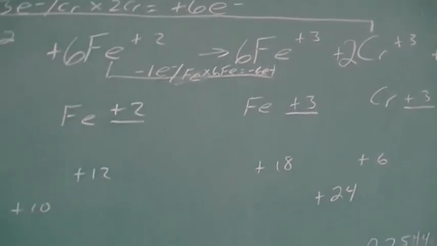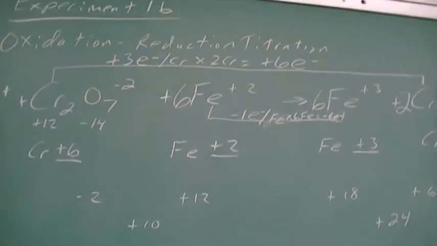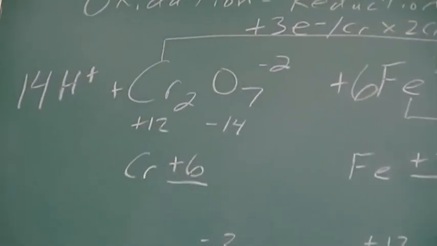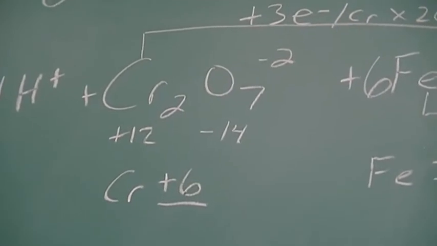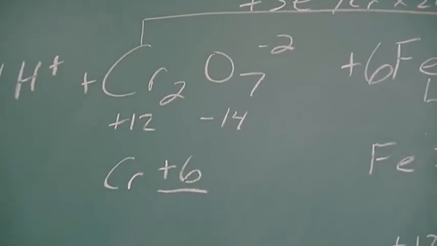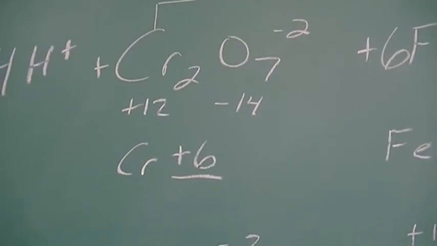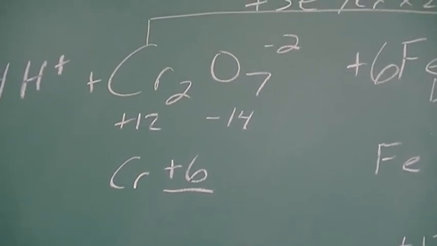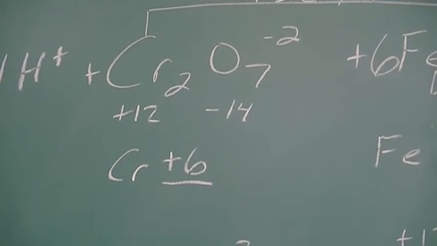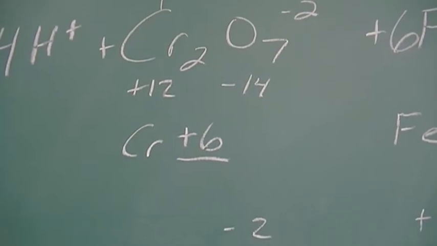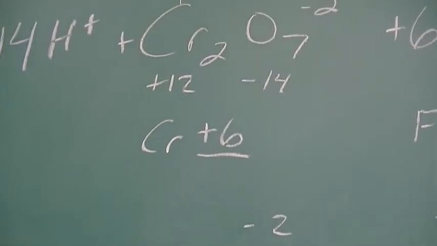Alright, so I've already balanced it. I'll go through the steps. First thing you have to do is get the oxidation numbers. If we look at the dichromate, each oxygen is -2 oxidation state. And so 7 of them give you a -14. The overall charge is -2. And so the 2 chromiums must be +12. Therefore, each chromium has an oxidation number of +6.